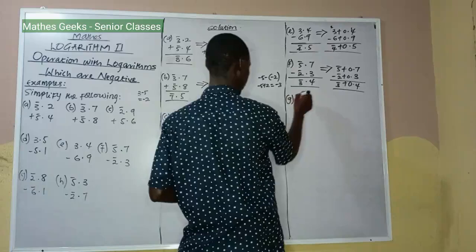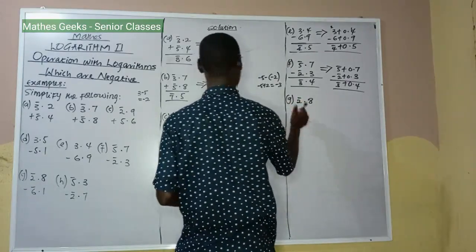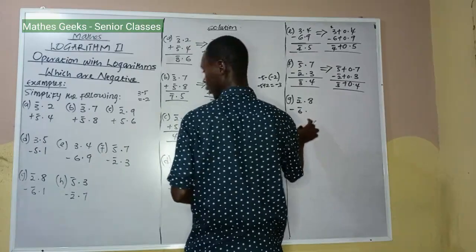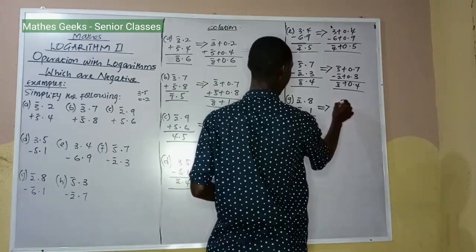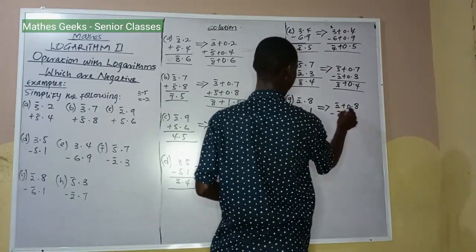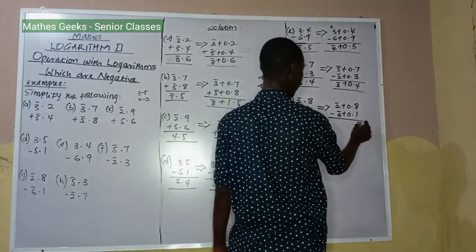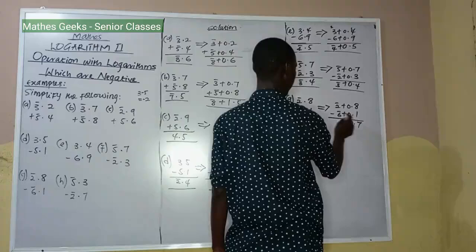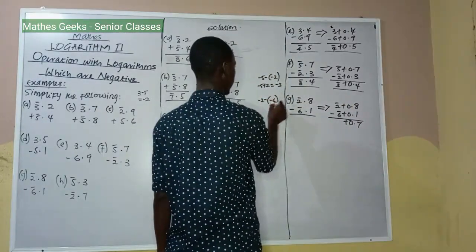So G is bar 2.8 minus bar 6.1. And this implies that bar 2 plus 0.8 minus bar 6 plus 0.1. And so 8 minus 1, 0.7 plus bar 2 minus bar 6.